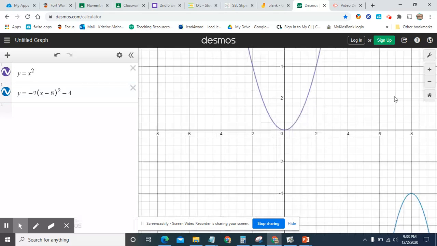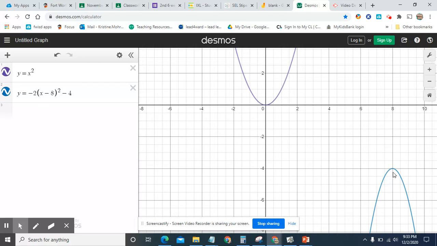And if we look at our graph here, we can compare our two graphs, our two vertex points. So we can see first off, this graph started opening up. This one opens downwards, so it's a reflection. This vertex was at 0, and now we have one at 8, so we know we moved to the right 8 spaces, and then we also came down 4.